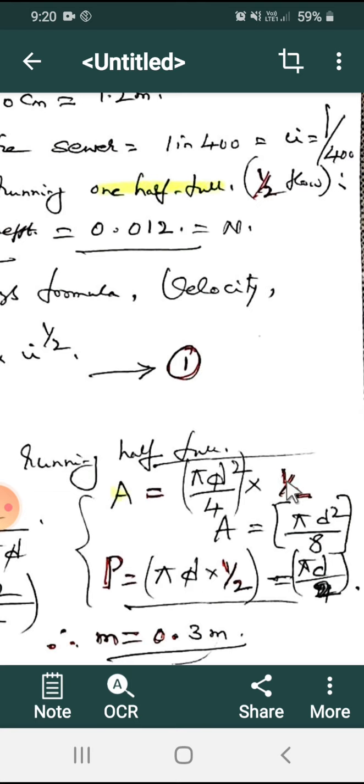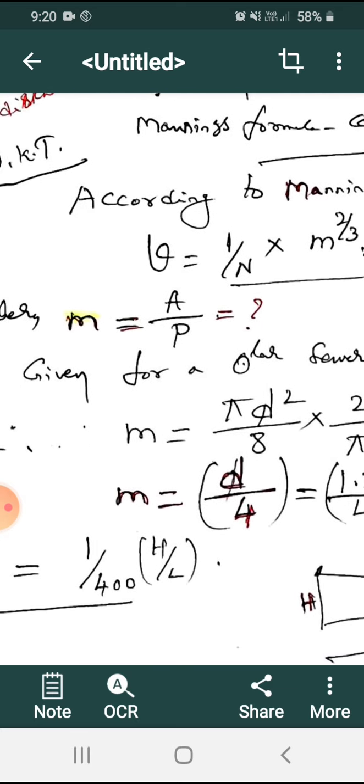Here also we multiply by half, so that it becomes pi d by 2. Remember, this is pi d by 2. Now, this is pi d square by 8 and this is pi d by 2. Okay, now here the main equation is like this.